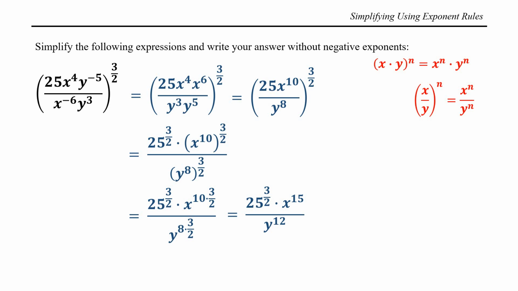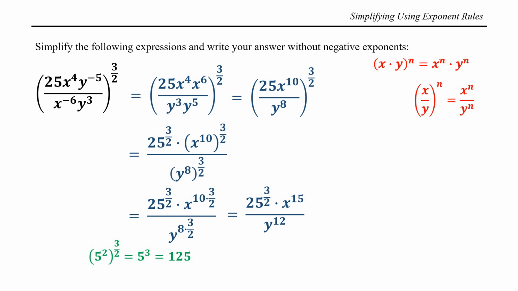Now we need to simplify 25 to the power of 3 over 2. There's two ways you could do this. Right away you could recognize that 25 can be rewritten as 5 squared. And if you wrote it like that, you would multiply 2 times 3 over 2, which would be equal to 5 cubed, which is equal to 125.